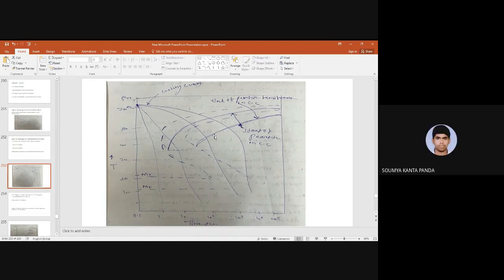We can say that a salt bath at 25 degrees centigrade. I understand your point. What is the problem here? Suppose you are taking out the sample from 800 degrees centigrade, you are putting it into the air, and you are saying it is also an isothermal cooling. You can call that an isothermal cooling, right? But the cooling will be very slow.